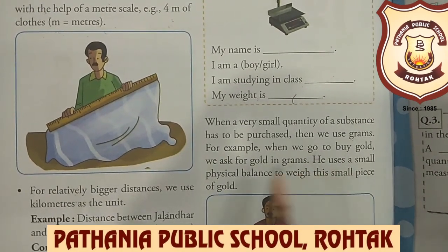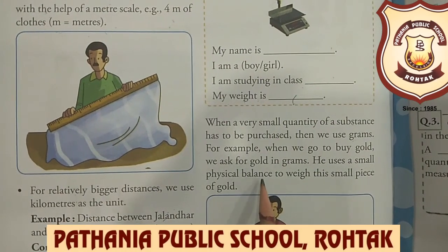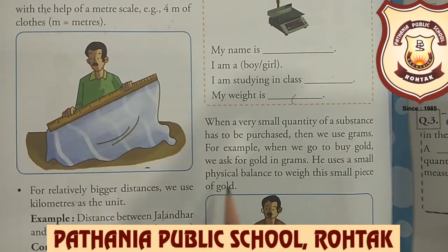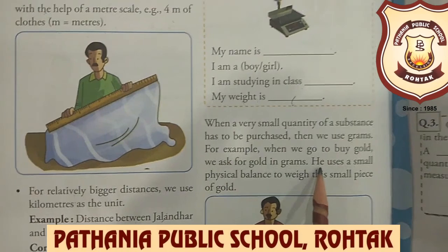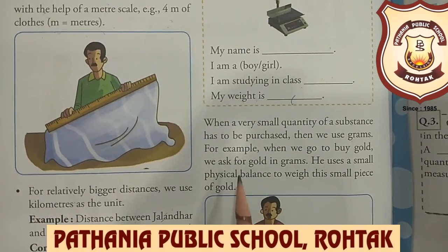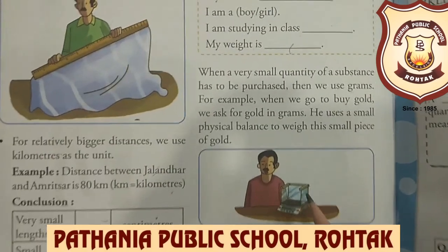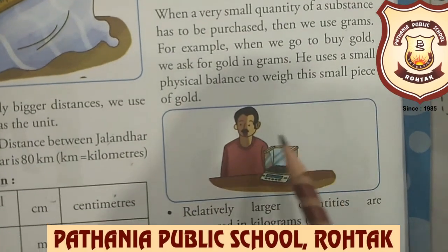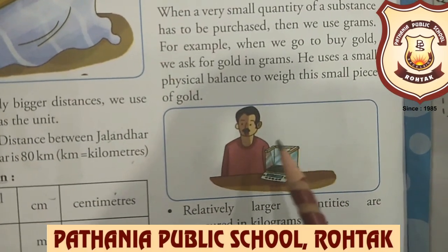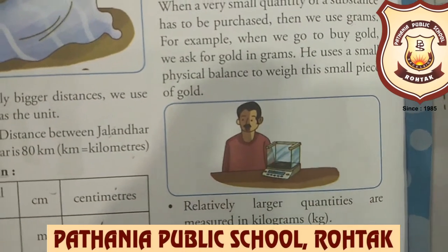The shopkeeper uses a small physical balance to weigh this small piece of gold. You must have seen this machine if you have ever gone to a jeweler.